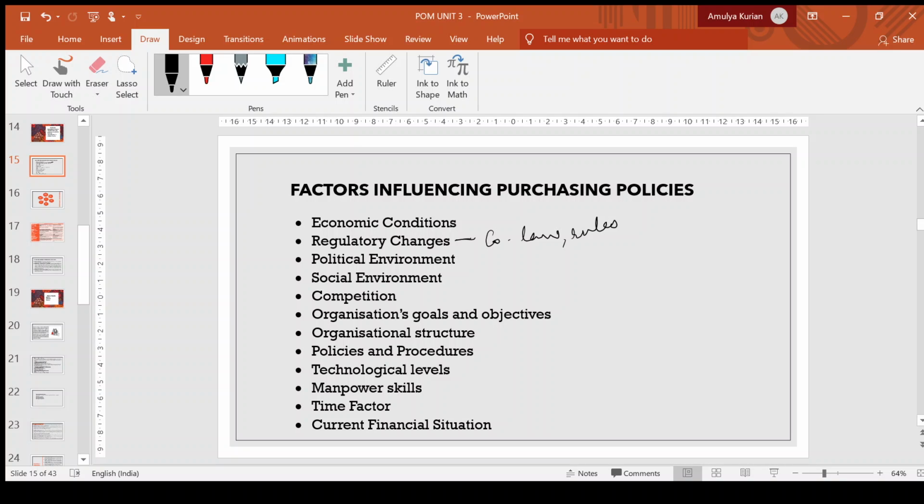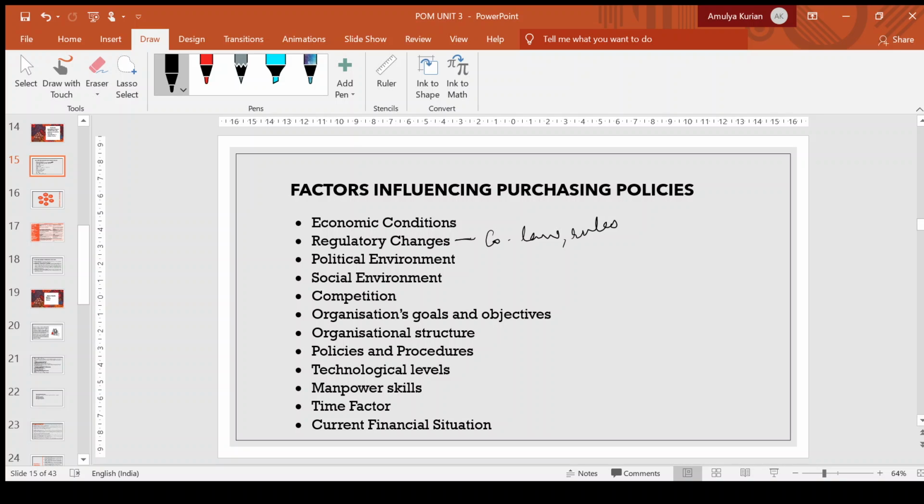Then the next point is organization's goals and objectives. The goals and objectives of an organization are major determinants as to how and what the organization will purchase. Then policies and procedures, technological levels. Like, are they going to use the current technology, or are they going to update the technology, or just going with the technology in place? All these things will have an impact on your purchasing policies.